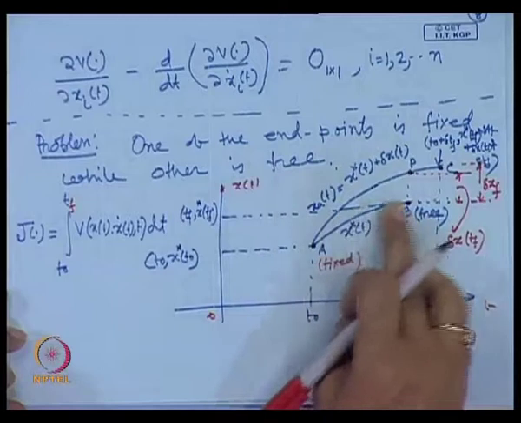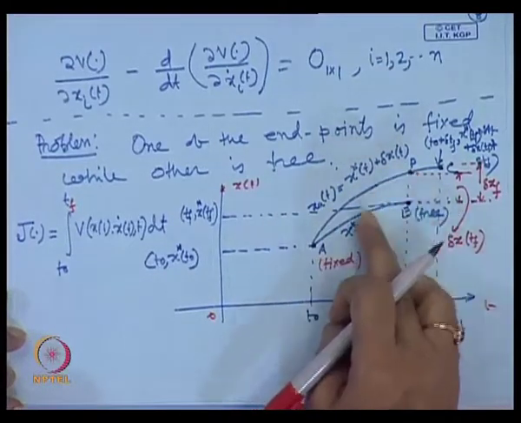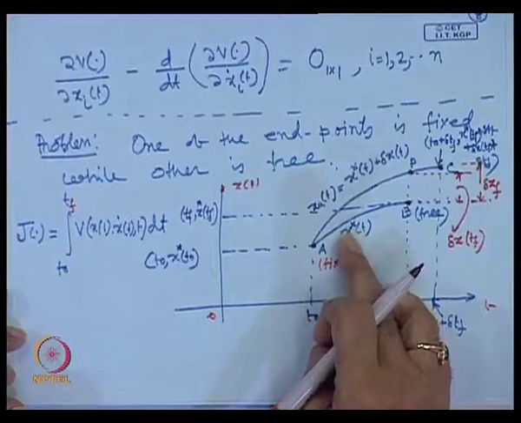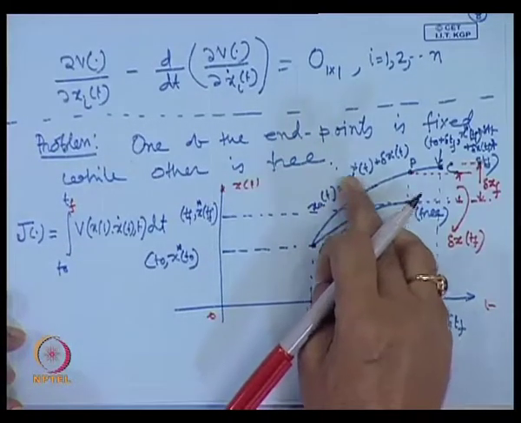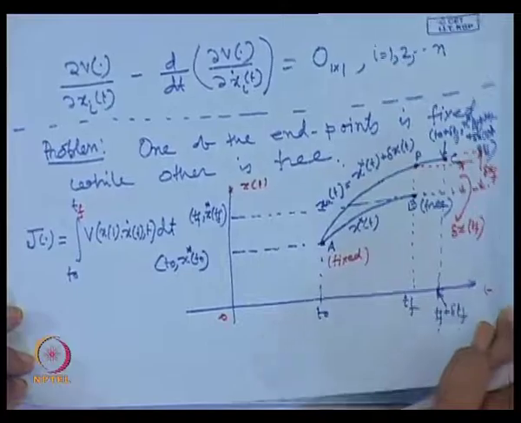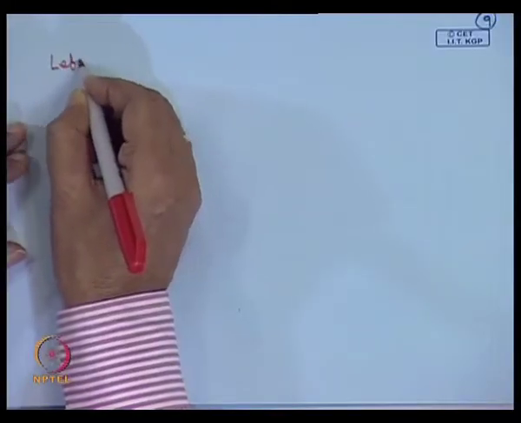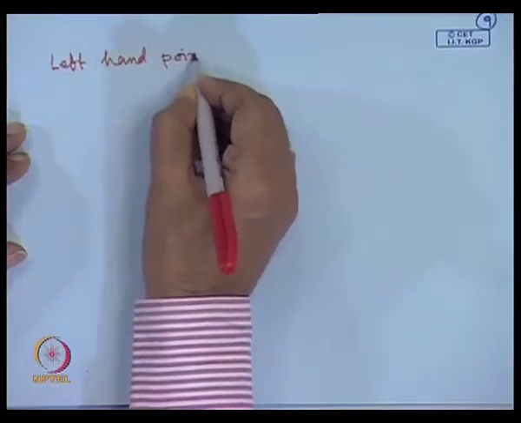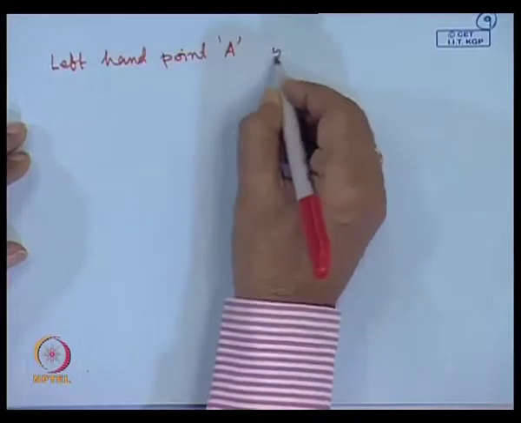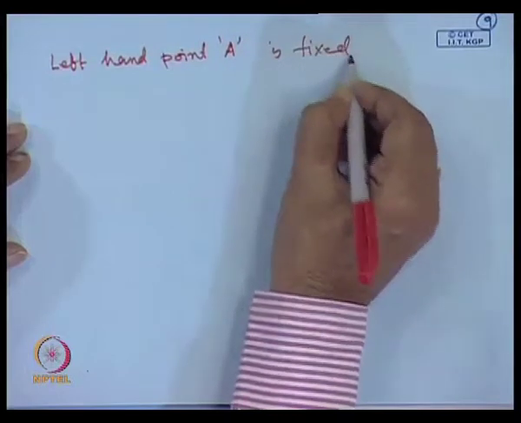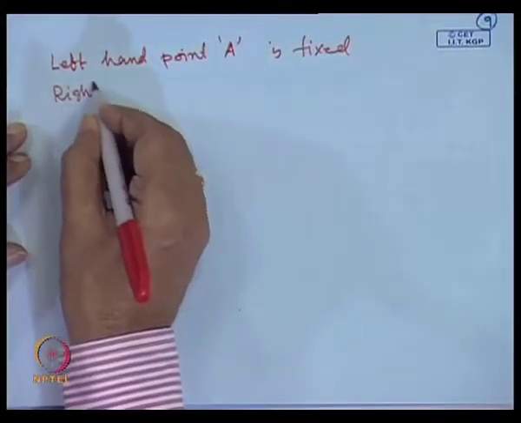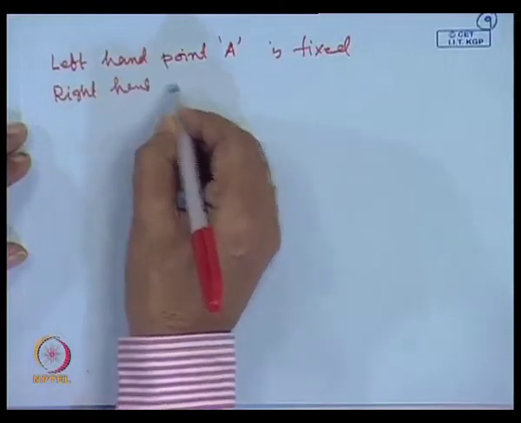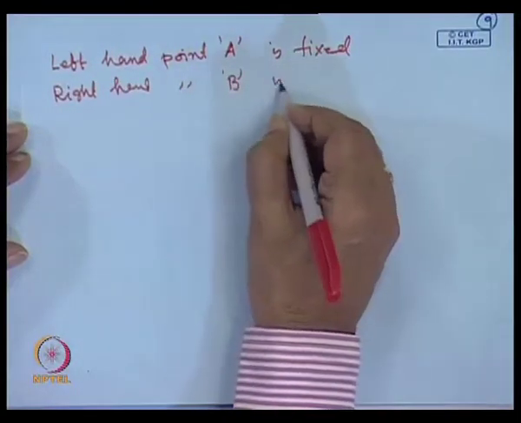Now, near about the optimal trajectory, we have considered another neighborhood trajectory of x*, which is x(t), which is x*(t) plus delta x(t). So, now we can describe these things this way. Let the left hand point A be fixed, right hand point B be free.